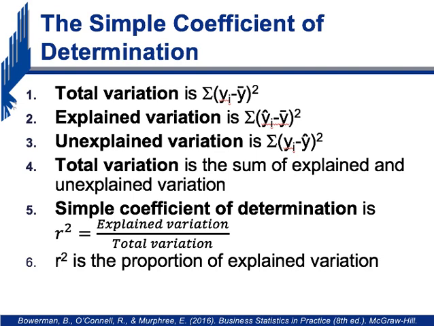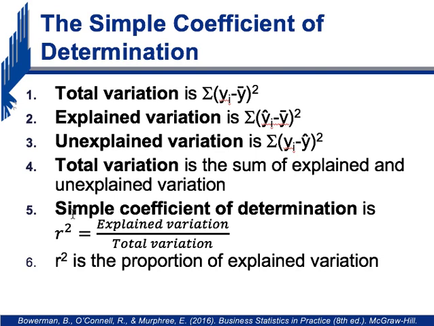So here are some formulas that will allow us to compute for the simple coefficient of determination. So we have the total variation. That's a summation of the squared differences between each observed value of y and the average. Explained variation is also another summation of the square deviation of each predicted value of y from the average. And unexplained variation is the summation of the square deviations of each observed value of y and the predicted value of y. Now, the total variation is the sum of the explained and the unexplained variation.